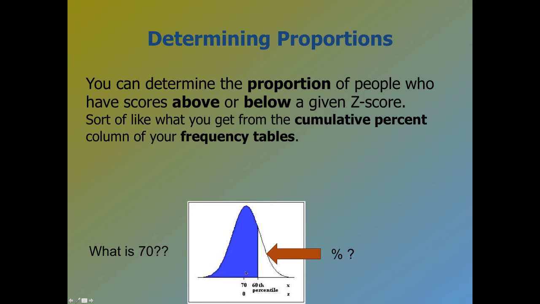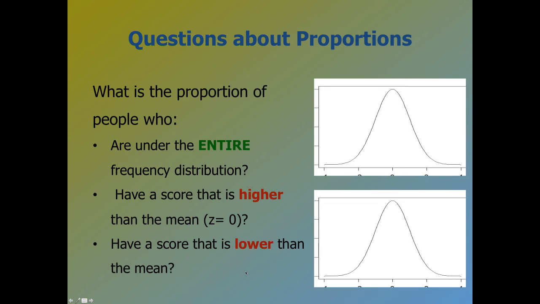50th percentile. All right, so what is the proportion of people who are under the entire curve? So this whole thing is what? 100% have a score that is higher than the mean of 0. So this is your mean of 0, dead center. So how many people have a score higher than a z-score equal to 0? 50%, because 50% of the curve would be on the right side, 50% of the curve would be on the negative side. Likewise, how many people will have a score lower than the mean, which is a z-score equal to 0? Another 50%.